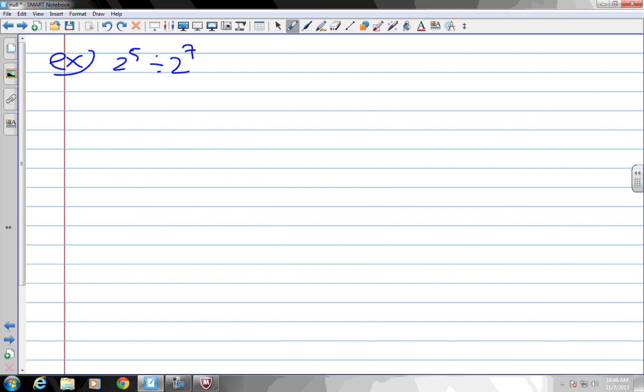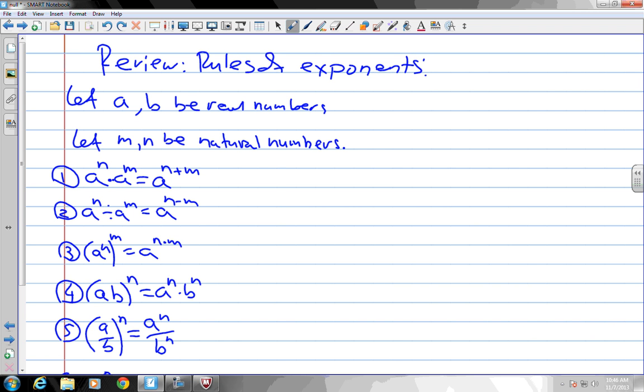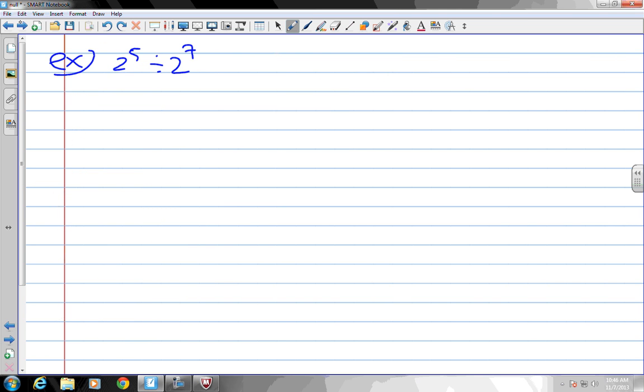So it's a division, same base. If I go back to my rules of exponents, which rule am I going to use? The second one, right? But look at the second rule. It tells me just take the exponents and subtract them. Which means, in this example, what am I getting in the exponent? -2. So the fact that we can subtract exponents leaves room for negative powers, right? So you can end up with a negative exponent.